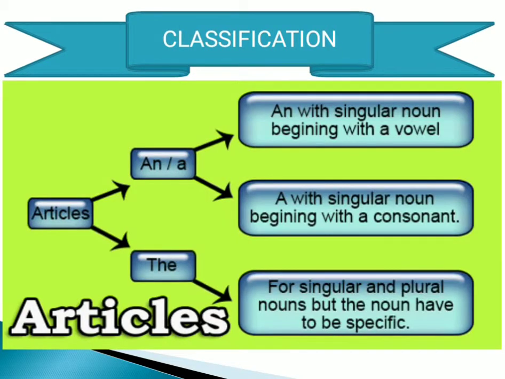Let's start with the very first type, that is exactly articles. Articles are divided into 2 parts, definite and indefinite. If we talk about indefinite, they are a and an. An is used with a singular noun beginning with a vowel, whereas a is used with a singular noun beginning with a consonant. The is used with singular and plural but with a specific one.